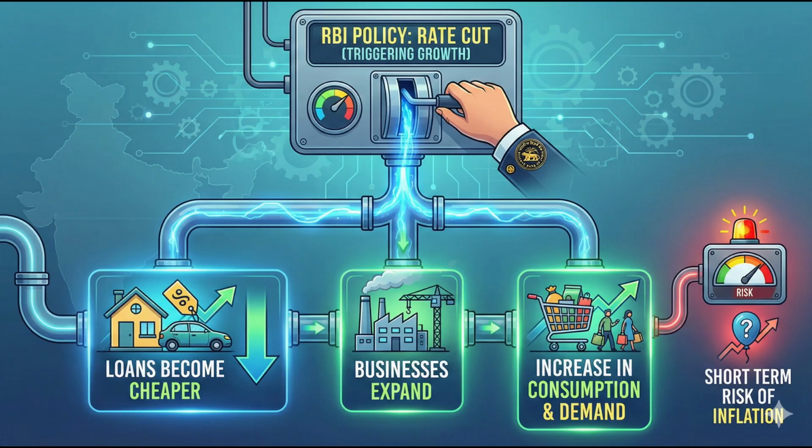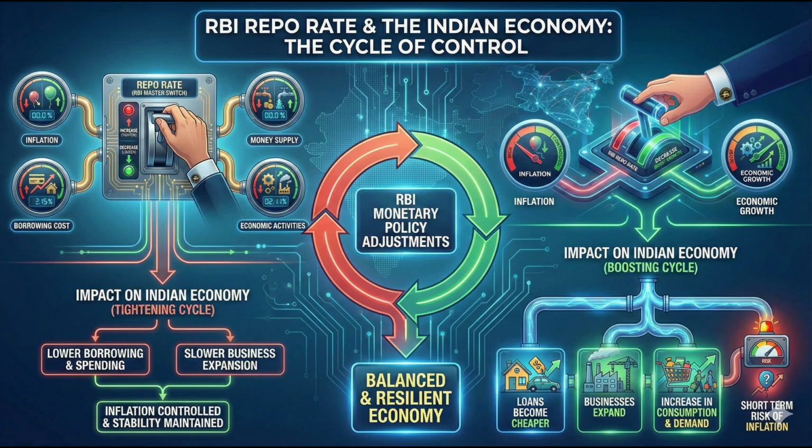3. Increase in consumption and demand. Lower EMIs leave more disposable income with people. When people spend more, businesses earn more, and GDP rises. 4. Short-term risk of inflation. When too much money enters the economy, prices can start rising. This is why RBI cuts the rate only when inflation is under control. So, a repo rate cut boosts economic growth but carries inflationary risks.